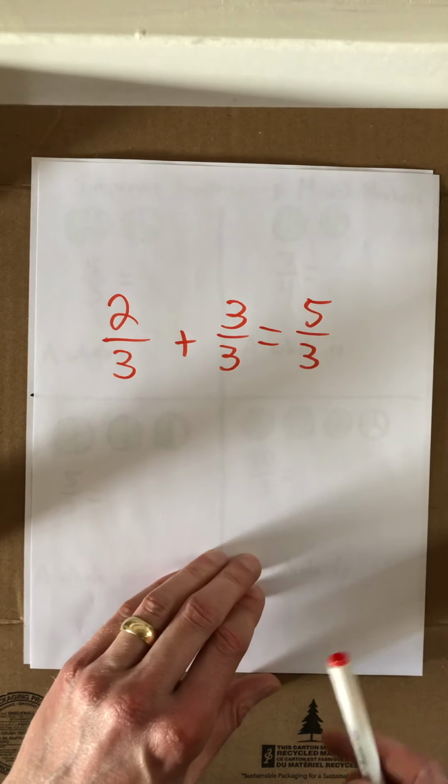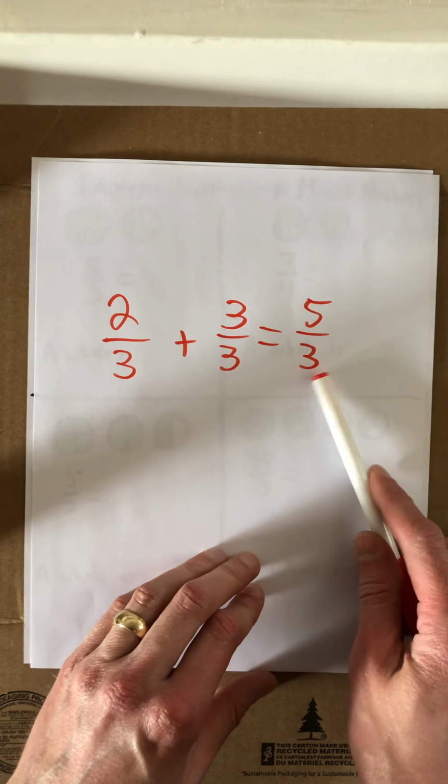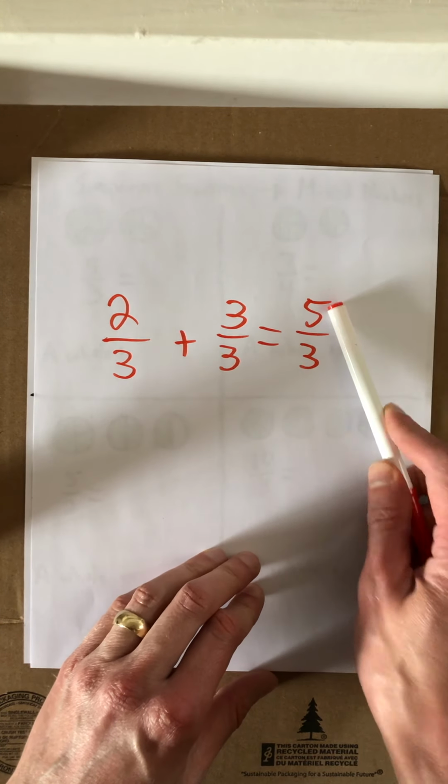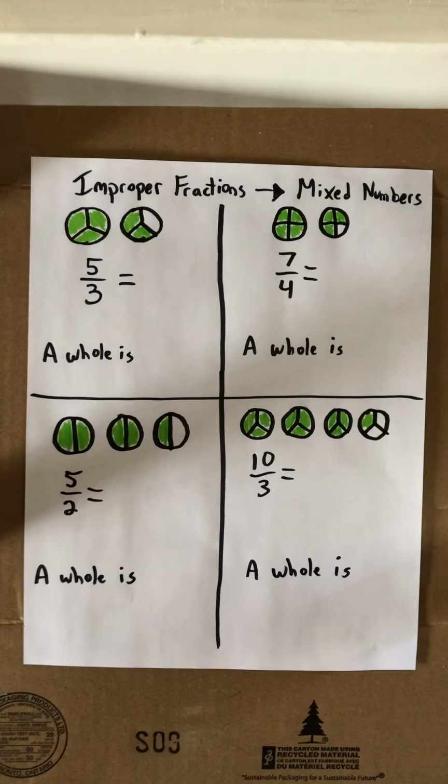This fraction is improper because the number on top is bigger than the number on the bottom. So the numerator is greater than the denominator. And we call these things improper fractions. Now, we don't want to keep them as improper fractions. We want to make them into mixed numbers, and that's when there's a whole number and then a fraction beside it. So I have some examples here of turning some improper fractions into mixed numbers.